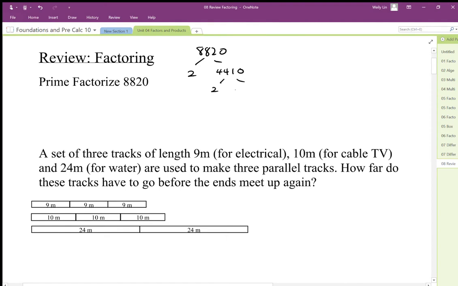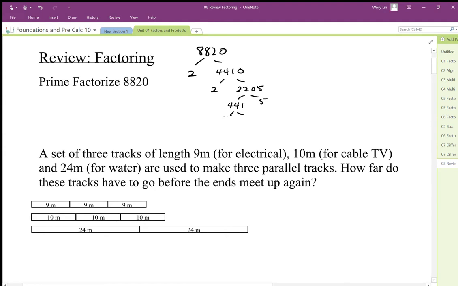Okay, divide by 2 again. I get 2,205. We know that's divisible by 5. Okay, when we divide that by 5, we know that 5 goes into 2,400 times, into 240 times, so 441 and 441. If I'm not mistaken, I think it's divisible by 3.